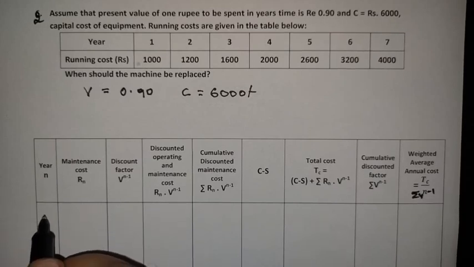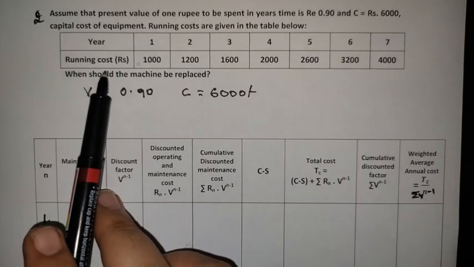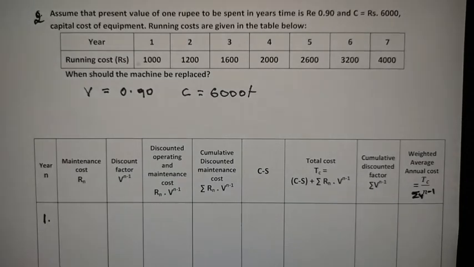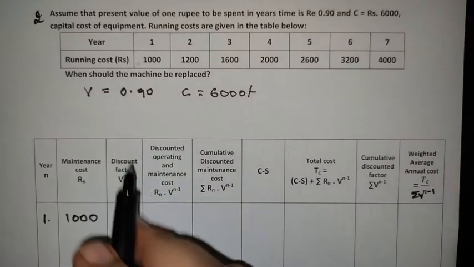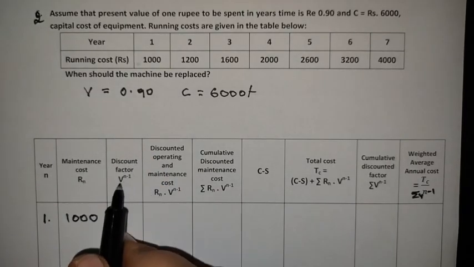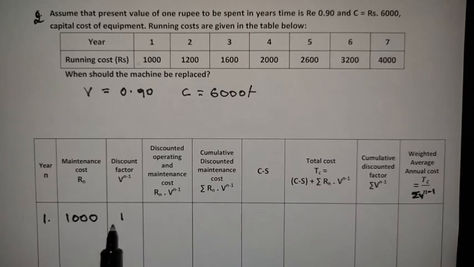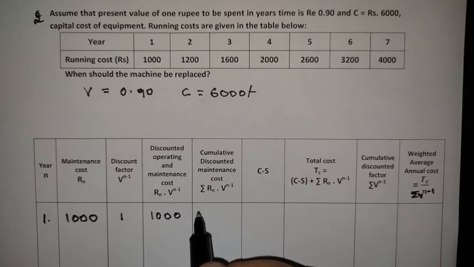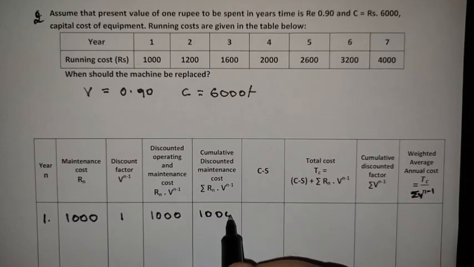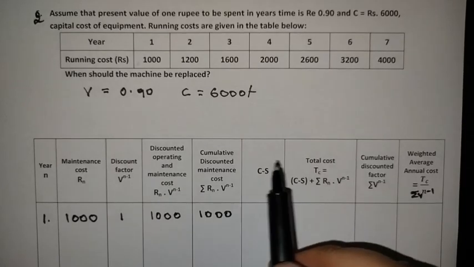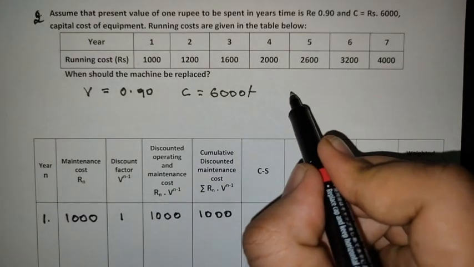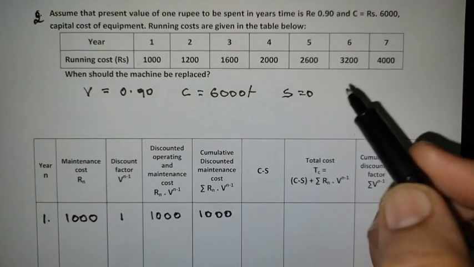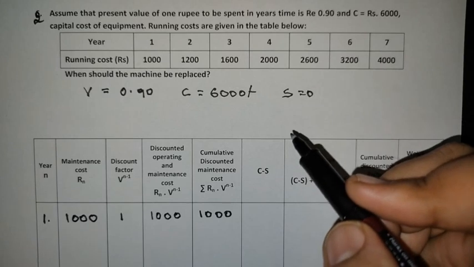So first, year 1. The running or operating cost Rn is given as 1000 rupees in the first year. Next, v power n minus 1: v power 1 minus 1 means v power 0, which is 1. Next, Rn into v power n minus 1 is 1000 rupees. Next, sigma value: previously there are no Rn values, so it is also 1000 rupees. Next, C minus S. Here scrap value is not given, so S is equal to 0. If any scrap value is given, we need to consider that also.